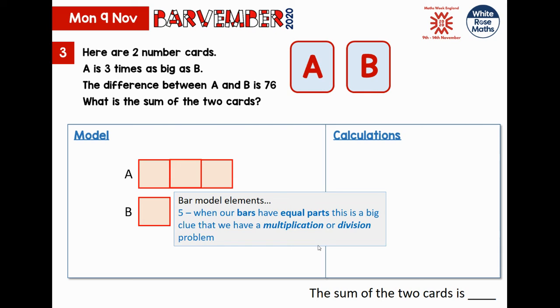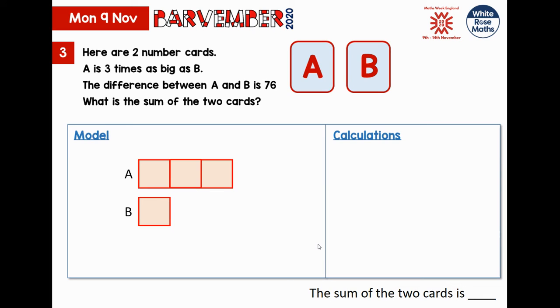And equal parts should indicate to us that we have some multiplication or division or both to do here. We're told that the difference between A and B is 76. Now, the difference element is our double-headed arrow, and we can see that that difference element represents just 2 bars. So how many bars does that represent? 1, 2. So suddenly we're in a position to calculate what one of these is.